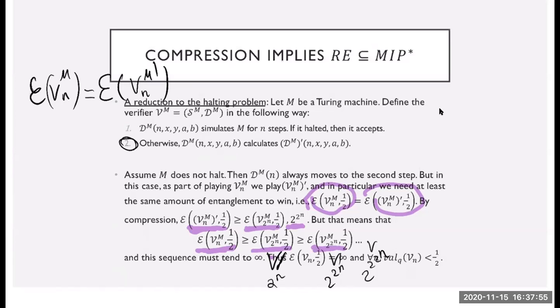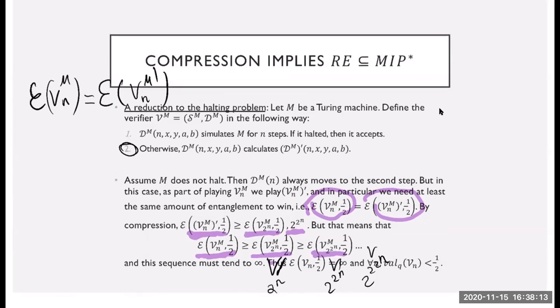Yeah, so we are under the assumption that M does not halt. When M halted, we saw that the value of the game is 1. You maybe need large entanglement, but the value of the game is 1. Here we are claiming that the value of the game is bounded away from 1. So the way we do it is the following. The amount of entanglement needed for V_n is the same as for V_n prime. This is because of clause number 2. What D_n does is just simulate D_n prime, right? This is just what is written here.